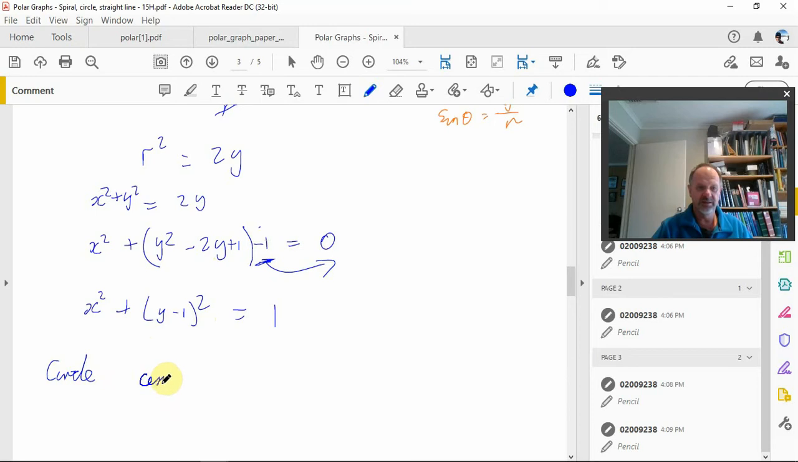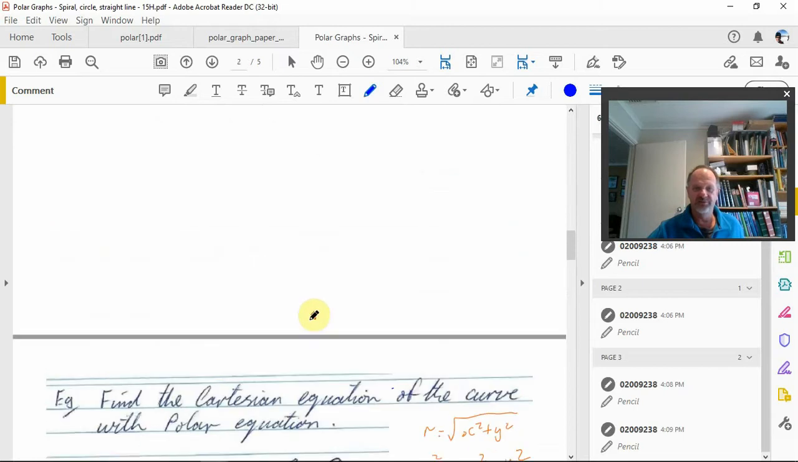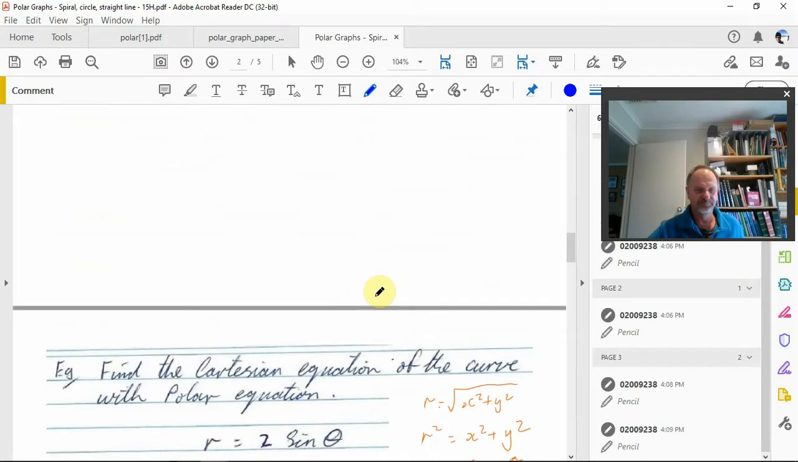And its centre is at 0, 1. And its radius is equal to 1, because of course that's the radius squared. All right, so there's a circle not at the centre. As you can see, the equation of that is quite different to this one where the circle's centre is at the origin or on the pole.